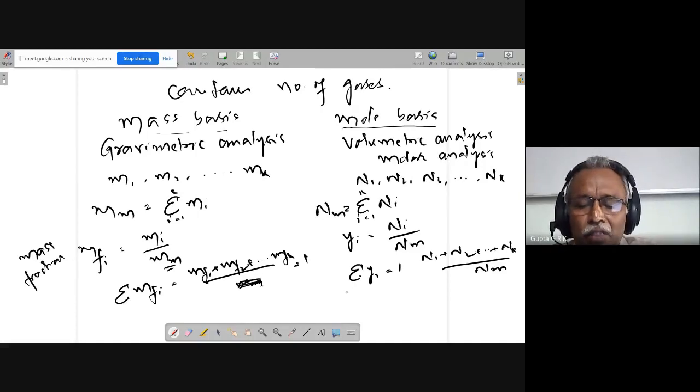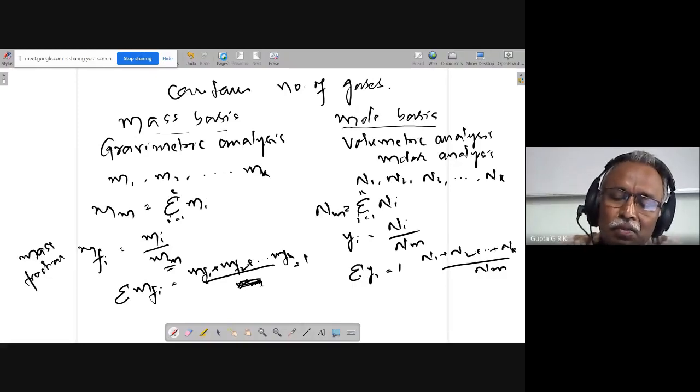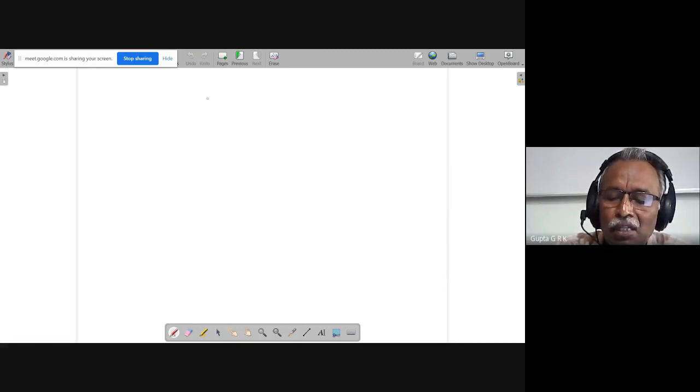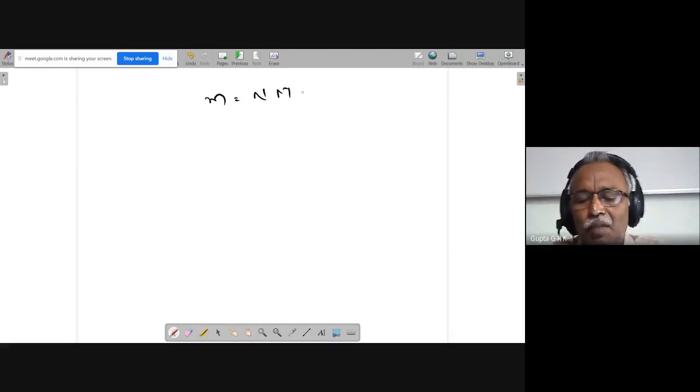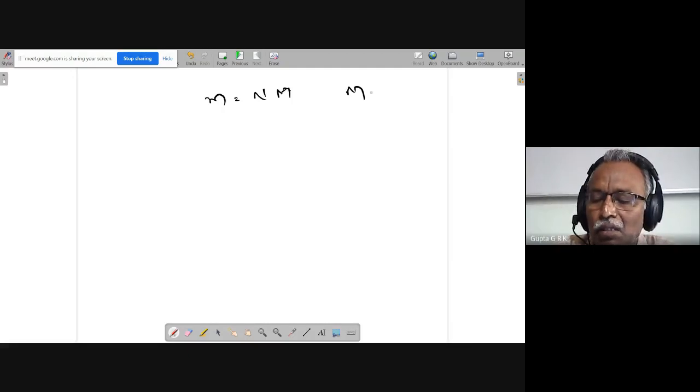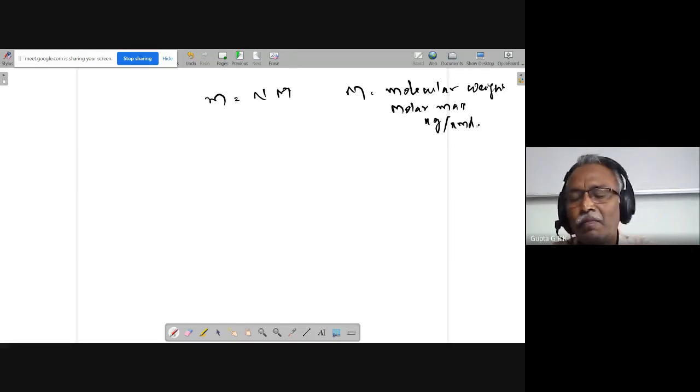And so sometimes the problem will be given in the gravimetric analysis, and you may be asked to convert into volumetric analysis. Okay, and we know that the relation between them is mass is equal to number of moles into the molecular weight. m is equal to n into M, where M is molecular weight, sometimes called molar mass. That is kgs per kilomole.